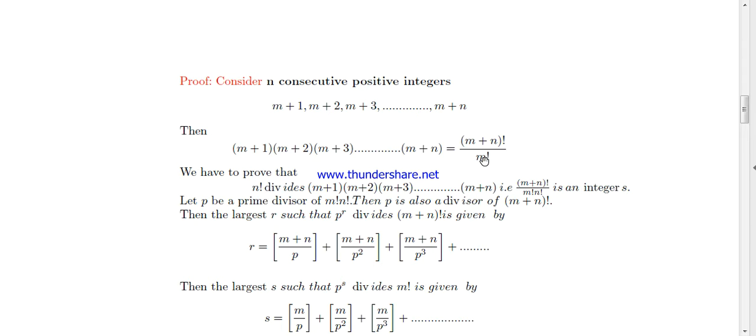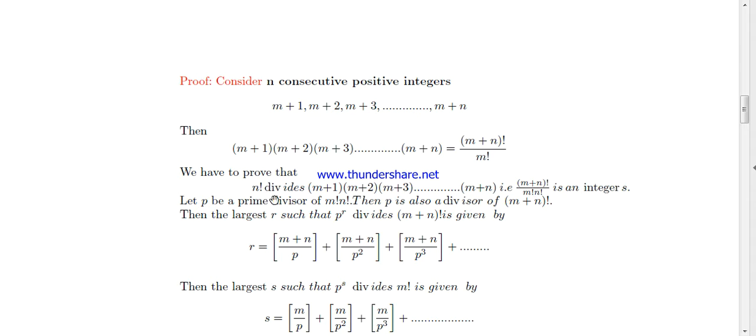So we have to prove that factorial n divides this product. That means factorial m plus n divided by factorial m into factorial n is an integer. To prove it, this is an integer.